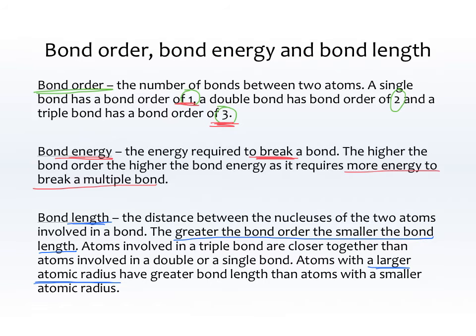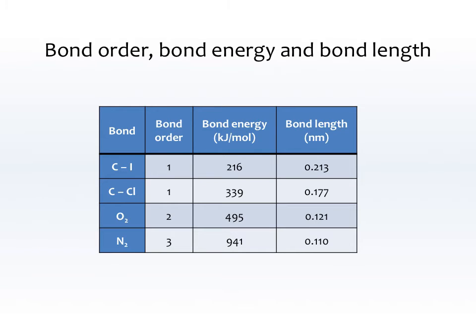Let's look at some examples of this. Okay, so this is carbon iodide, the carbon and iodine bond. So bond order of 1, because it's a single bond. Bond energy is 216, and bond length is 0.213 nanometers. So let's compare that to carbon and chlorine.